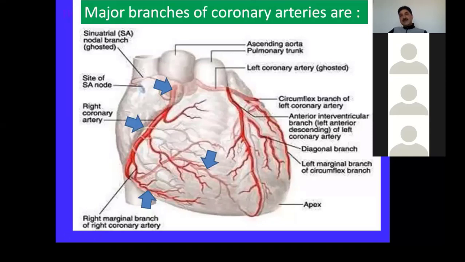In this case, it is the dominant coronary artery. We call it the posterior interventricular artery, and this posterior interventricular artery is the dominant coronary artery. So in this figure, you can see the posterior interventricular artery is the dominant.